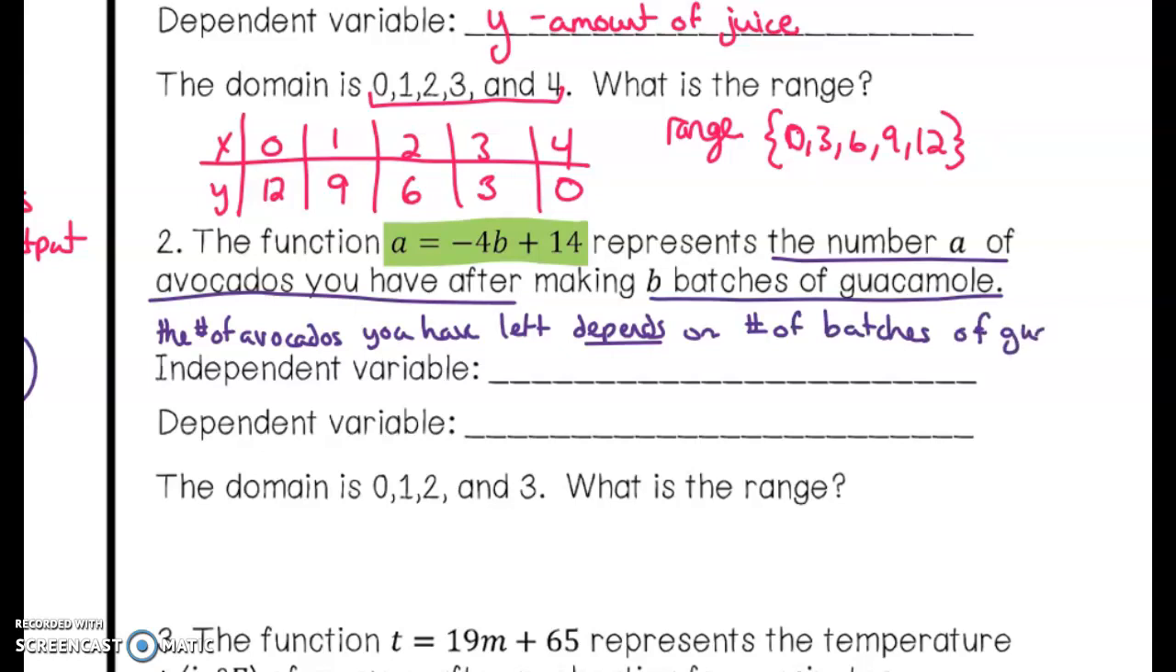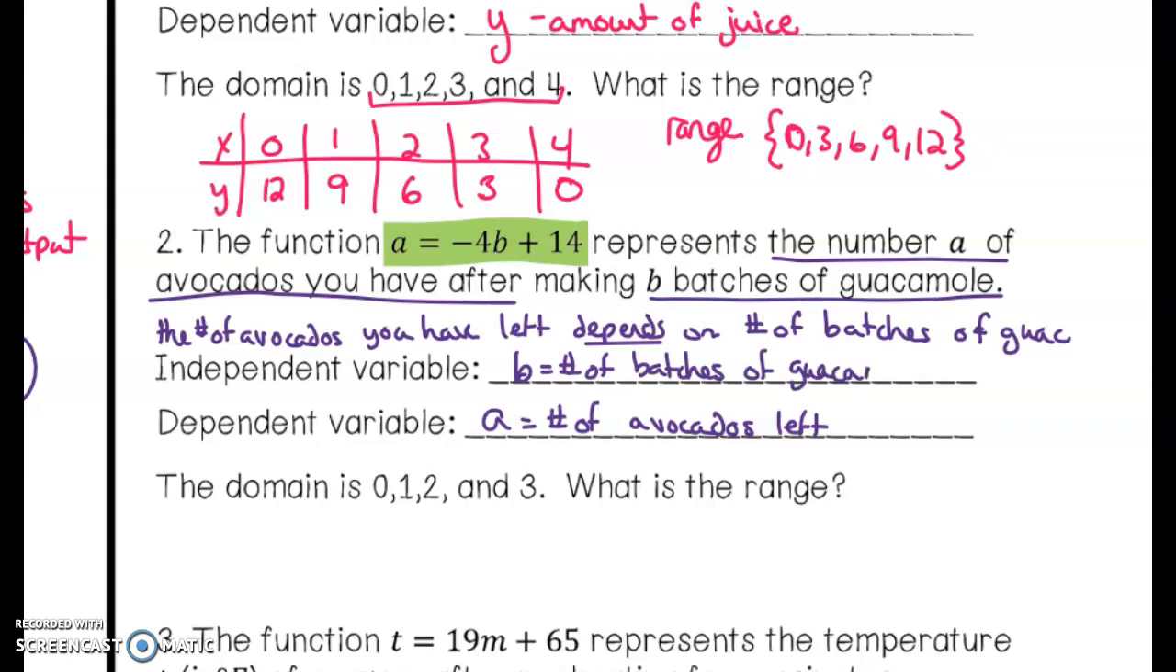Because if you make more batches, then you use more avocados. So the number of avocados you have left depends. That tells me it's dependent. So avocados is dependent. So A, the number of avocados left, is dependent on how many batches of guac you make. So B is the number of batches of guacamole.